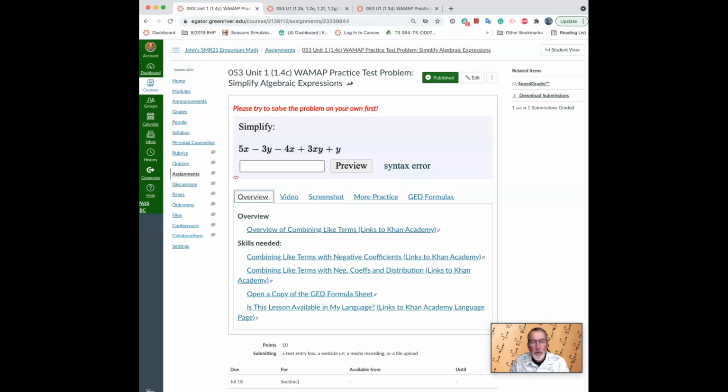Hello everybody. We're going to take a look at combining like terms. This is a little more complicated than earlier problems, so we'll take a slightly closer look. Here we have 5x minus 3y minus 4x plus 3xy plus y.